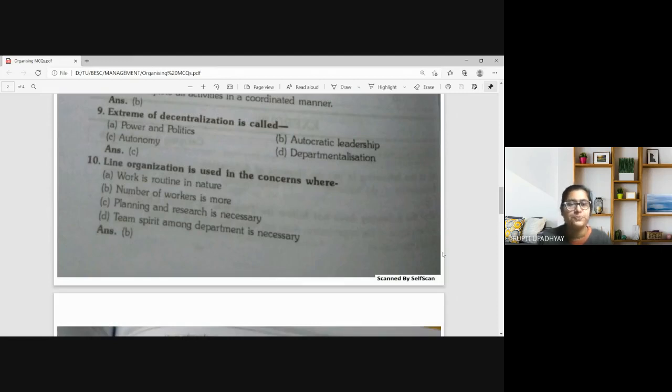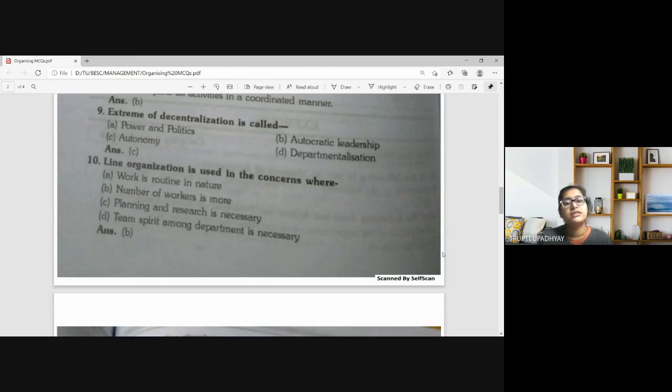Next question. Line organization is used in the concerns where. Where is line organization used? A. Work is routine in nature. B. Number of workers is more. C. Planning and research is necessary. D. Team spirit among the department is necessary.